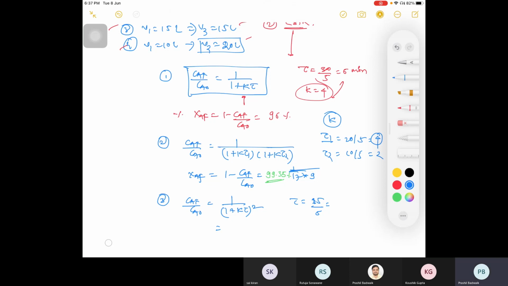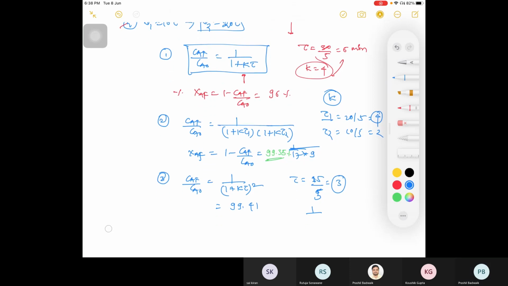No, maybe there is some mistake. 99.41. Okay. Your tau is what? 3, right? 3 into 4 is 12. It is 1 upon 13 squared, 169. So it is 99.41%, right? Okay.